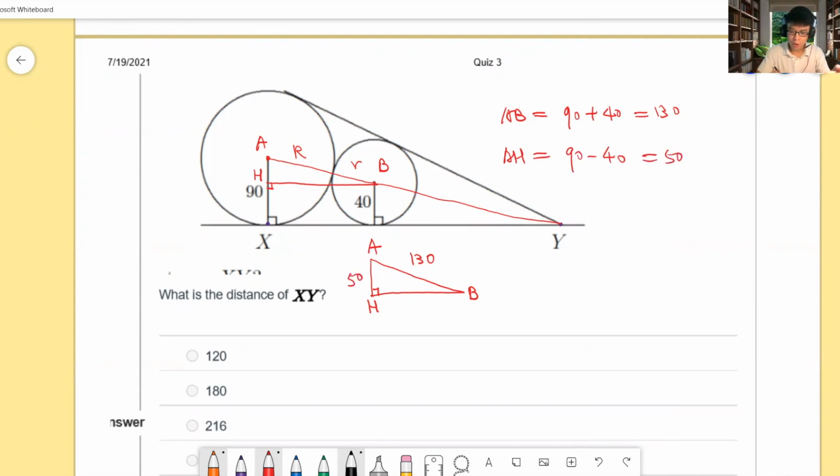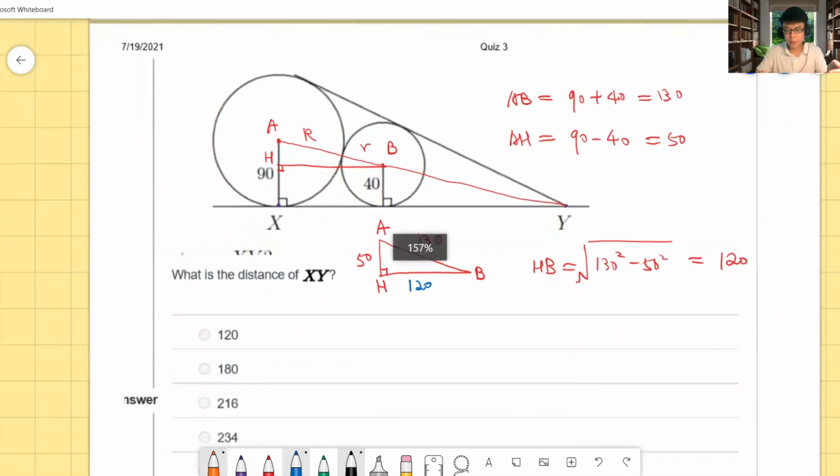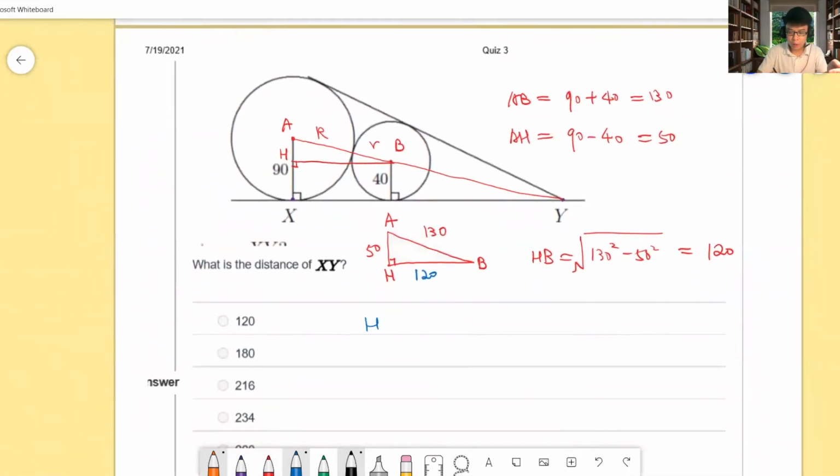That's AH. Because AHB is a right triangle, HB corresponds to the square root of 130 squared minus 50 squared, that corresponds to 120. Actually, this is equivalent to 5, 12, 13, this Pythagorean triple. So this is 120. And next, this is HB. HB is equivalent to XP, let me call this P, XP is 120.